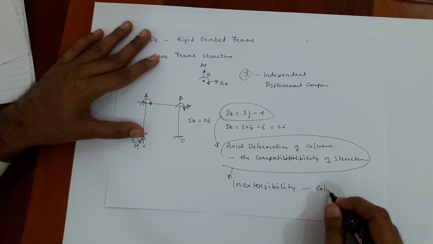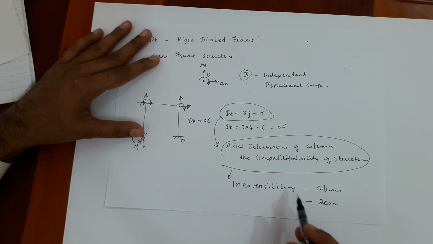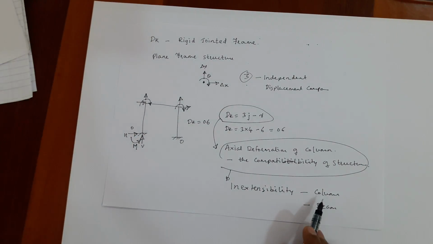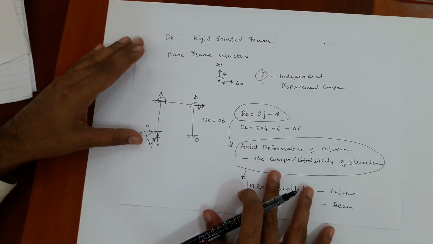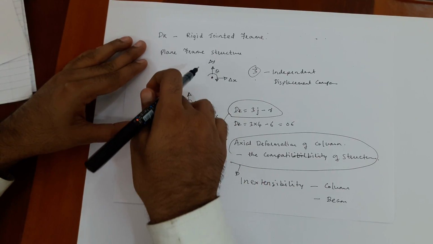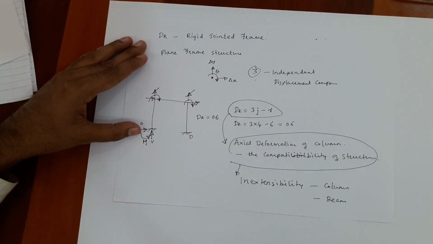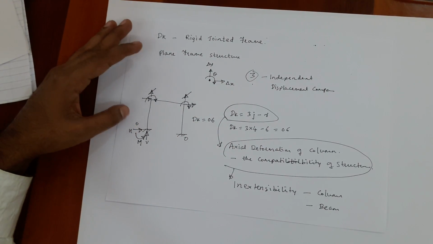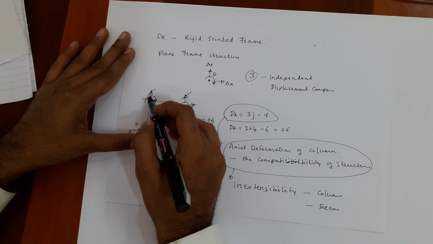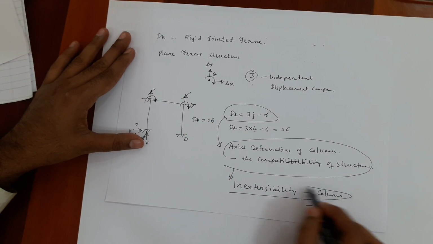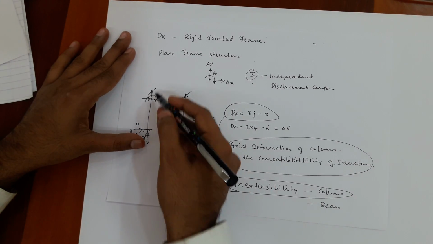Inextensibility of column and inextensibility of beam. With regards to inextensibility of column, we have to neglect the axial deformation of the column. Whatever the deformations of the column in the axial direction, we have to neglect. This neglecting of axial deformation is with respect to inextensibility of column, or axial deformations of the column are neglected.